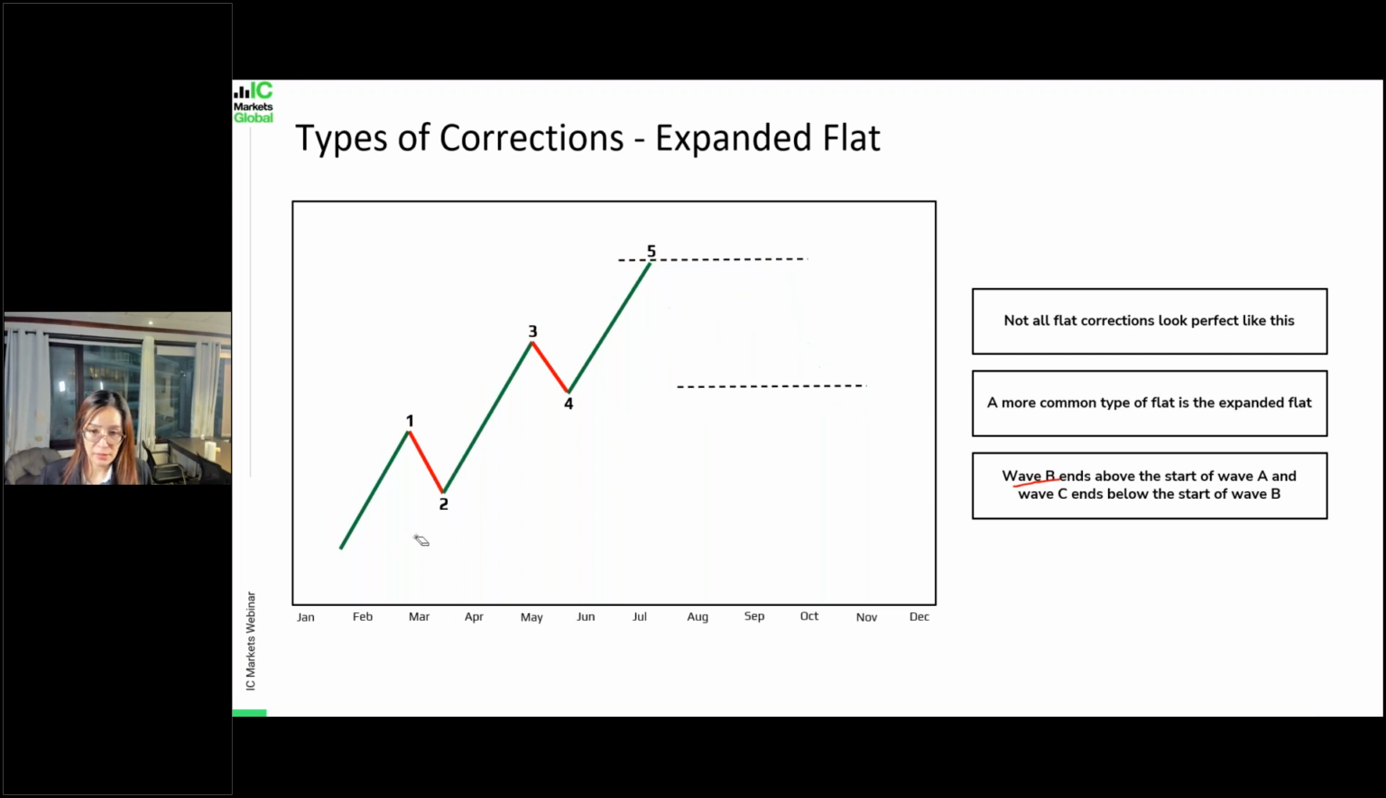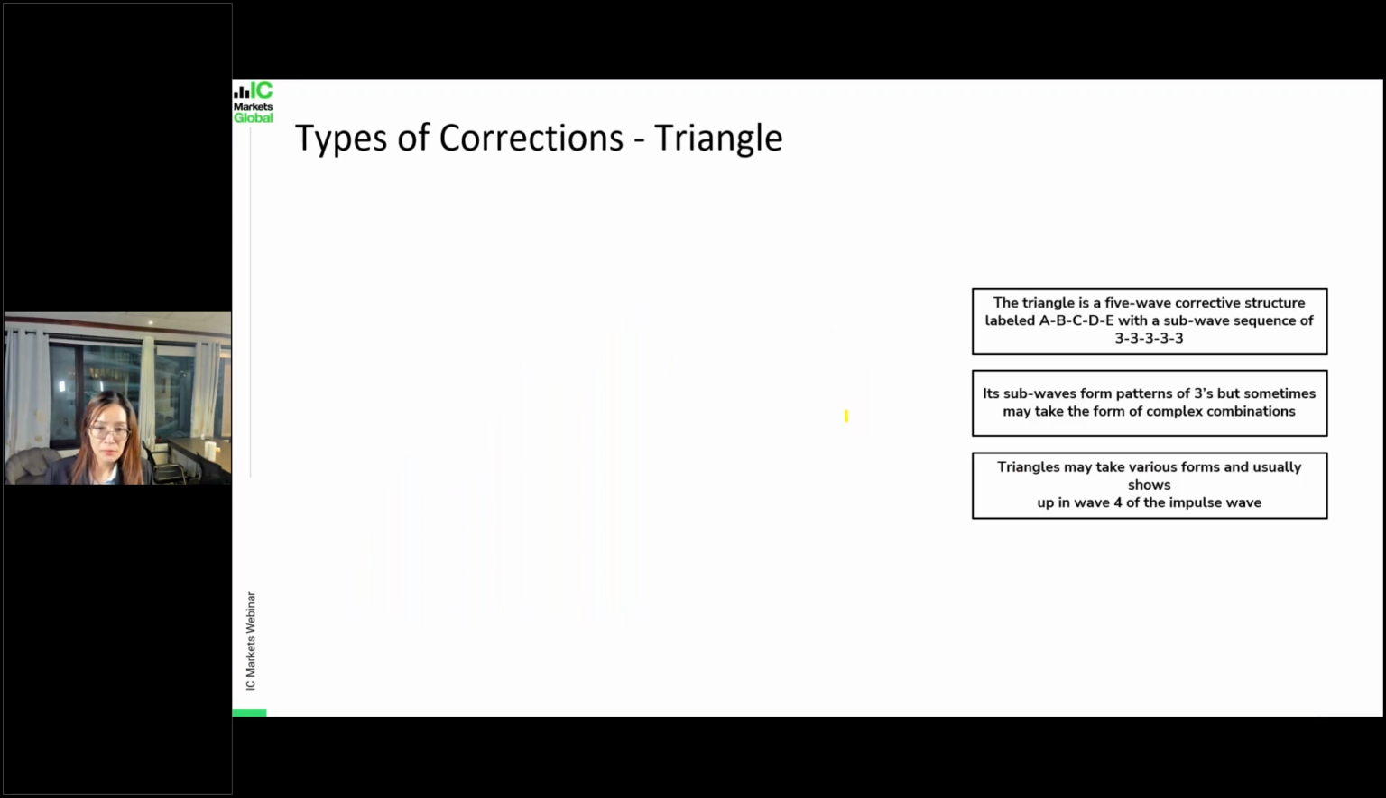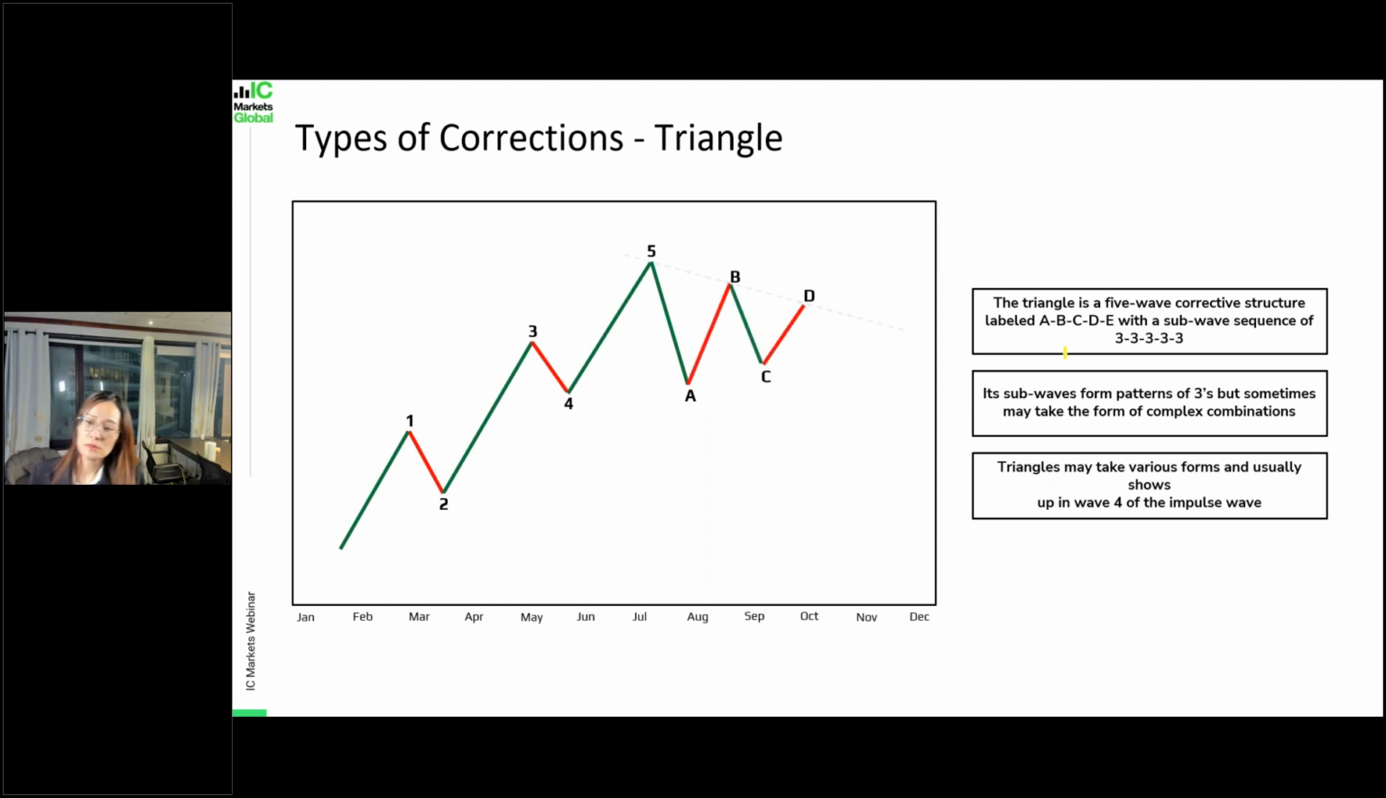Just now, for example, here, it is supposed to be like that, but the extended one. Wave B has to end above the beginning of wave A. This is the beginning of wave A here. I use the highlight. So it ended above, and wave C goes below the start of wave B. Yes, this is the start of wave B from here, ending here, so it is an extended flat.